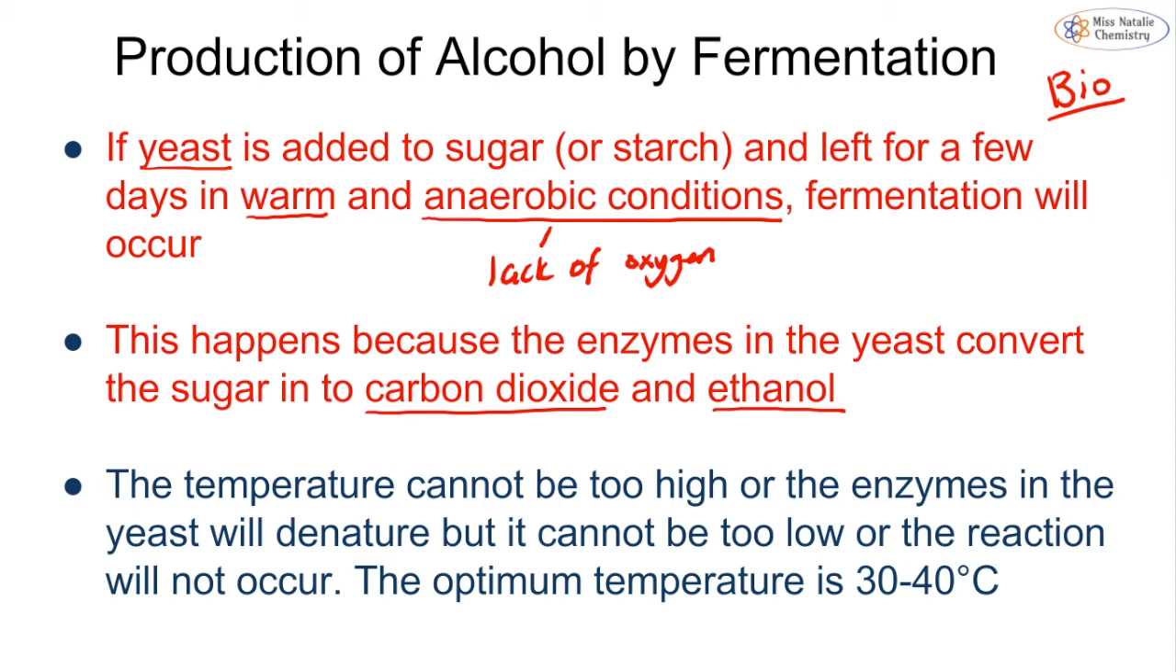Now, one thing with this particular reaction is the temperature cannot be too high, or the enzymes in the yeast are going to denature. And if you remember from biology, denaturing enzymes means to change their shape so that they now no longer work, and that's an irreversible process. So we don't want the temperature to be too high. It cannot then also be too low or the reaction doesn't happen. So we have to find the optimum temperature. So the perfect middle ground between no reaction and denaturing. And the optimum temperature is between 30 and 40 degrees Celsius.